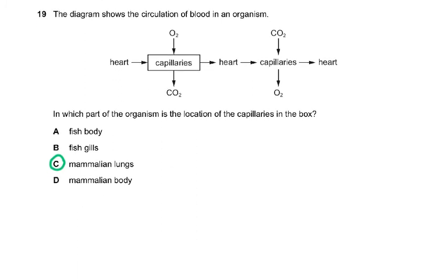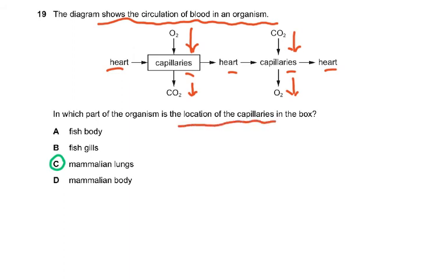The diagram shows the circulation of blood in an organism. So we have heart, capillaries, heart, capillaries, heart. Here we have oxygen entering, here we have carbon dioxide exiting, and then in these capillaries we have carbon dioxide entering and oxygen coming out. So in which part of the organism is the location of the capillaries in the box? Now this was the one with the box in which oxygen is entering. So if oxygen is entering the blood, it had to be the lungs. It couldn't be anything else.